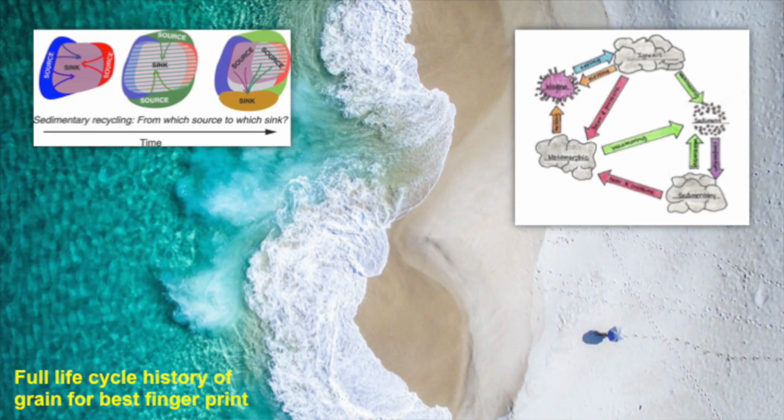So what I'm saying here is we need to understand the full life cycle of our grain to really get the best fingerprint. If we're in a court of law, we wouldn't want one piece of evidence to convict our suspect. We would want multiple pieces of evidence. So we'll look through the toolkit that we're going to use to convict, or find the source of, our grains.